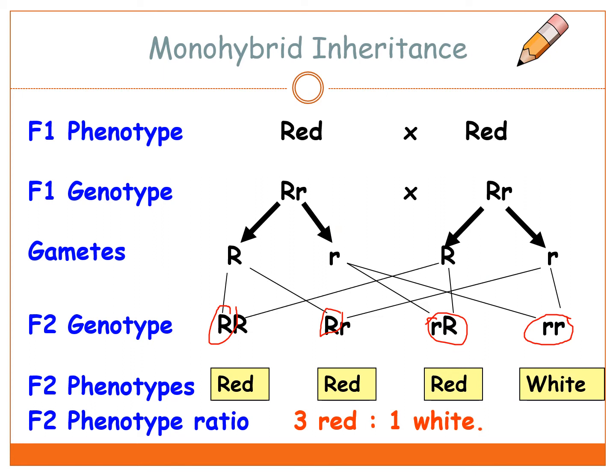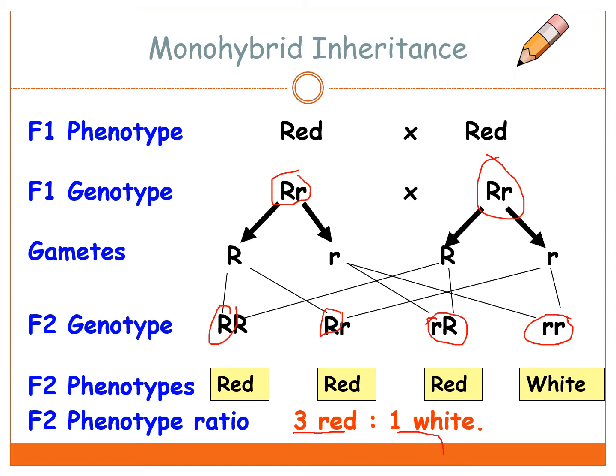Now this is the famous 3-to-1 ratio. If you cross any two heterozygous things together, you will always get a 3-to-1 ratio. So you'll always get 3 of the dominant form and 1 of the recessive form. And you need to know that. So crossing two heterozygous is always going to give you a 3-to-1 ratio.